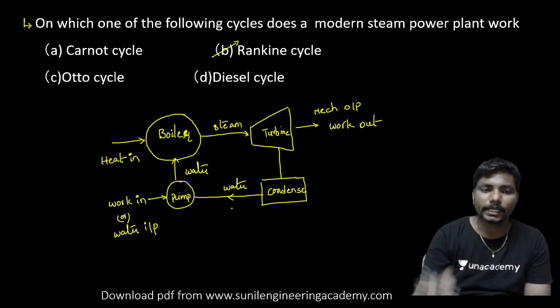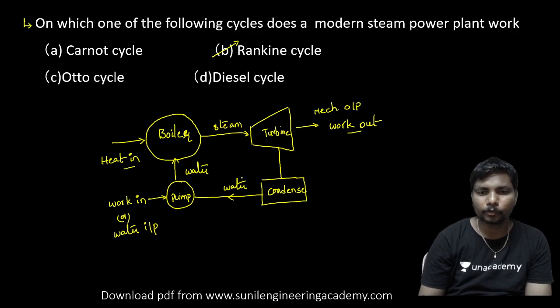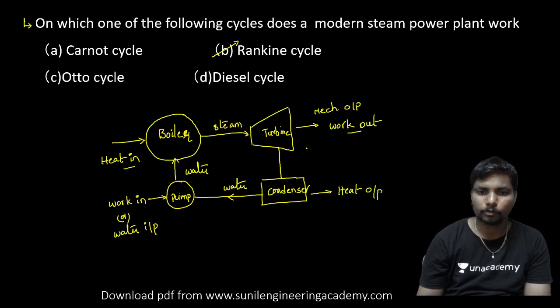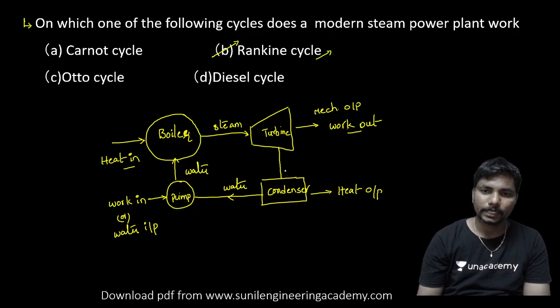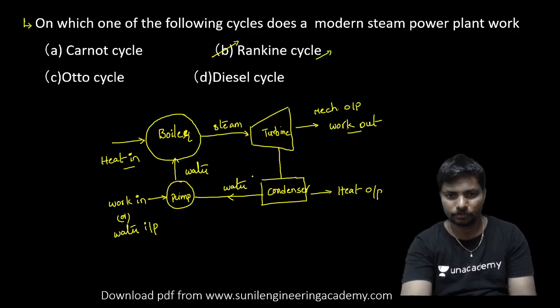In this repeated cycle, if you are giving water input, that means work input, you are getting the work output. Here you are giving the heat input and from the condenser you are getting the heat output. This cycle is nothing but the Rankine cycle. This cycle is used in the modern power plant. Okay, coming to the next one.